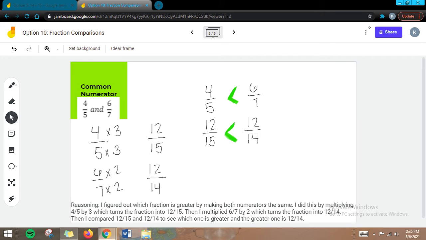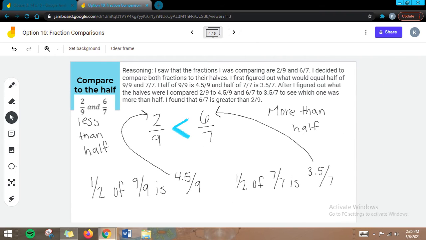And then down here I wrote, I figured out which fraction is greater by making both numerators the same. I did this by multiplying 4/5 by 3, which turns the fraction into 12/15. Then I multiplied 6/7 by 2, which turns the fraction into 12/14. Then I compared 12/15 and 12/14 to see which one is greater, and the one that is greater is 12/14, which is the same as 6/7.